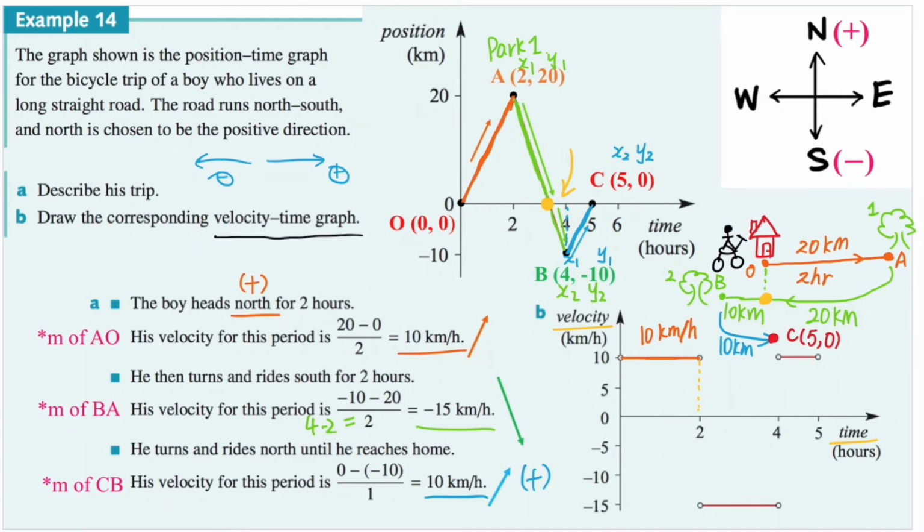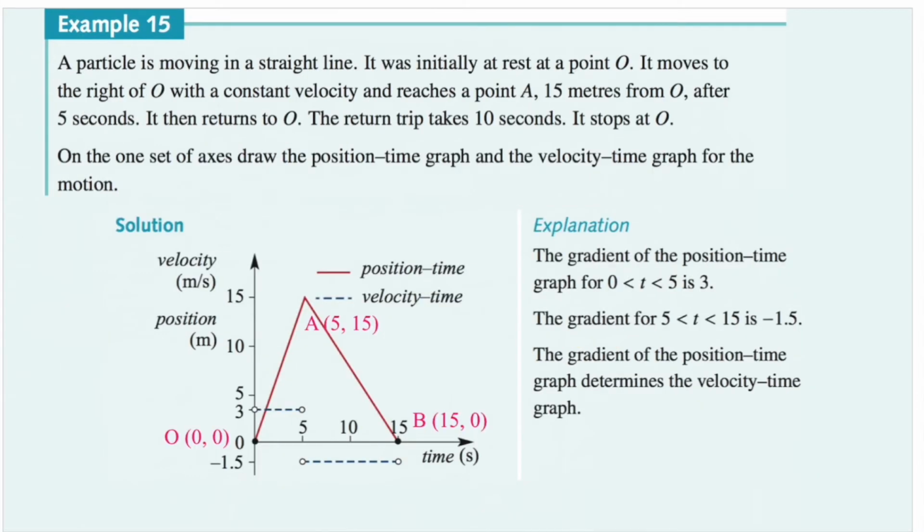And then during the green interval, he's traveling at 15 kilometers per hour, and it's in the opposite direction, so it's a negative average velocity. That's why it's below the x-axis at a vertical value of negative 15. And finally, he turns and rides north until he reaches home. So we're traveling in the positive direction again with an average velocity of 10 kilometers per hour. So this blue portion here from t equals 4 to t equals 5 is 10 kilometers per hour.